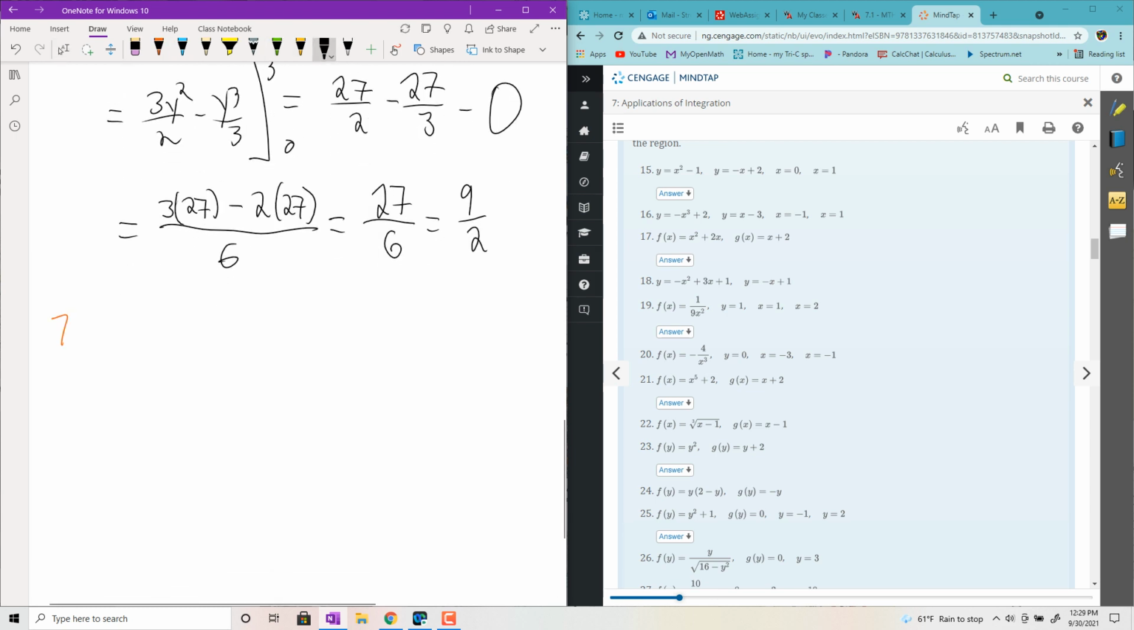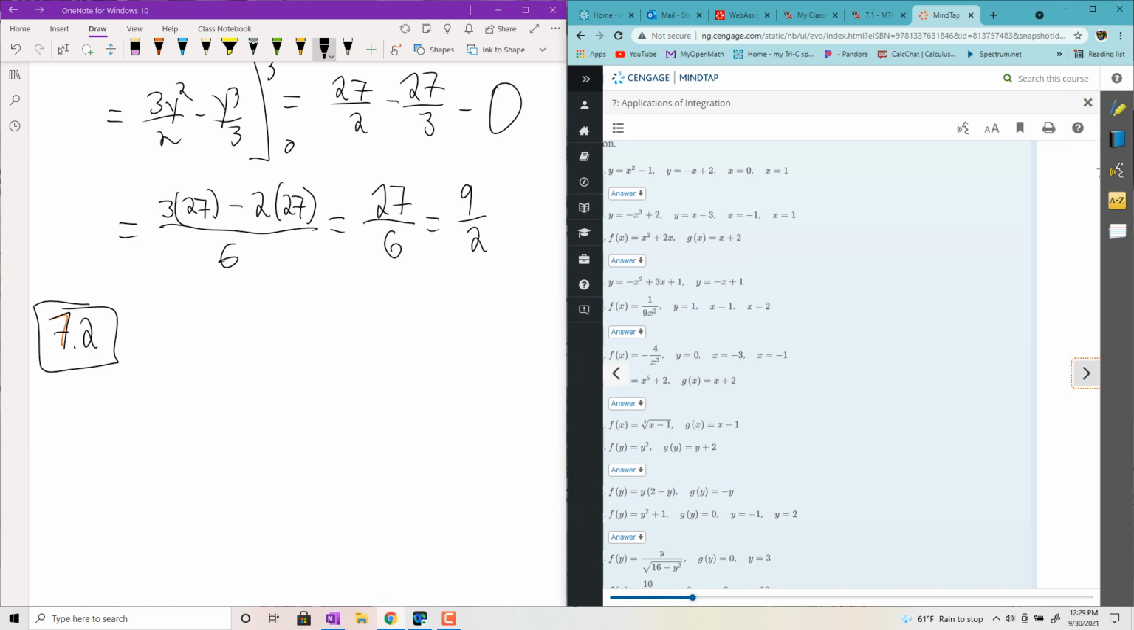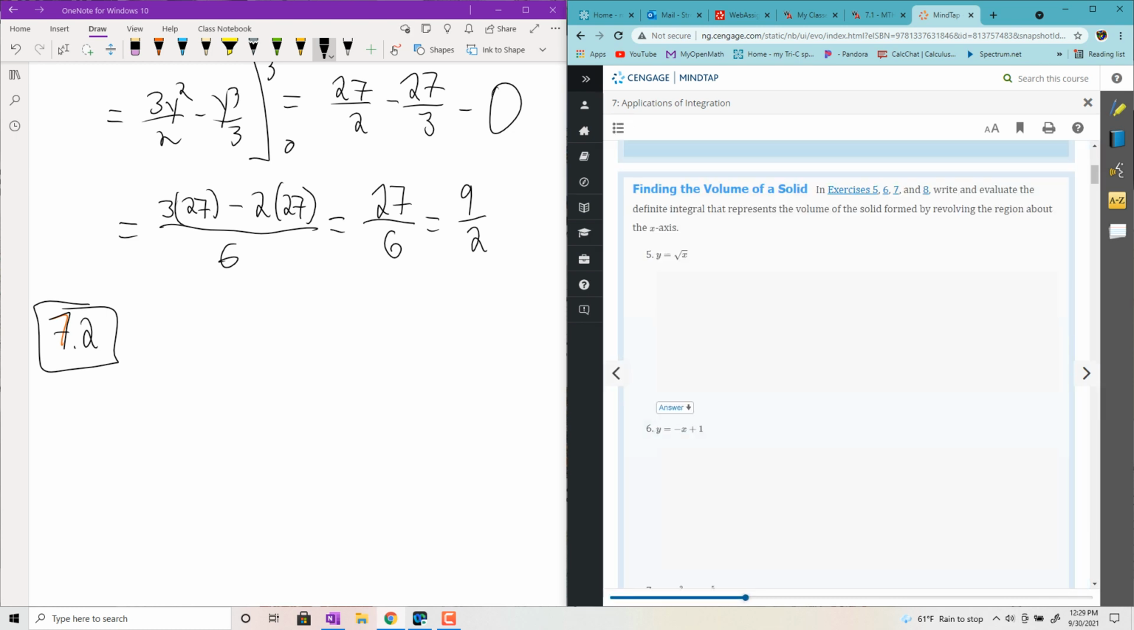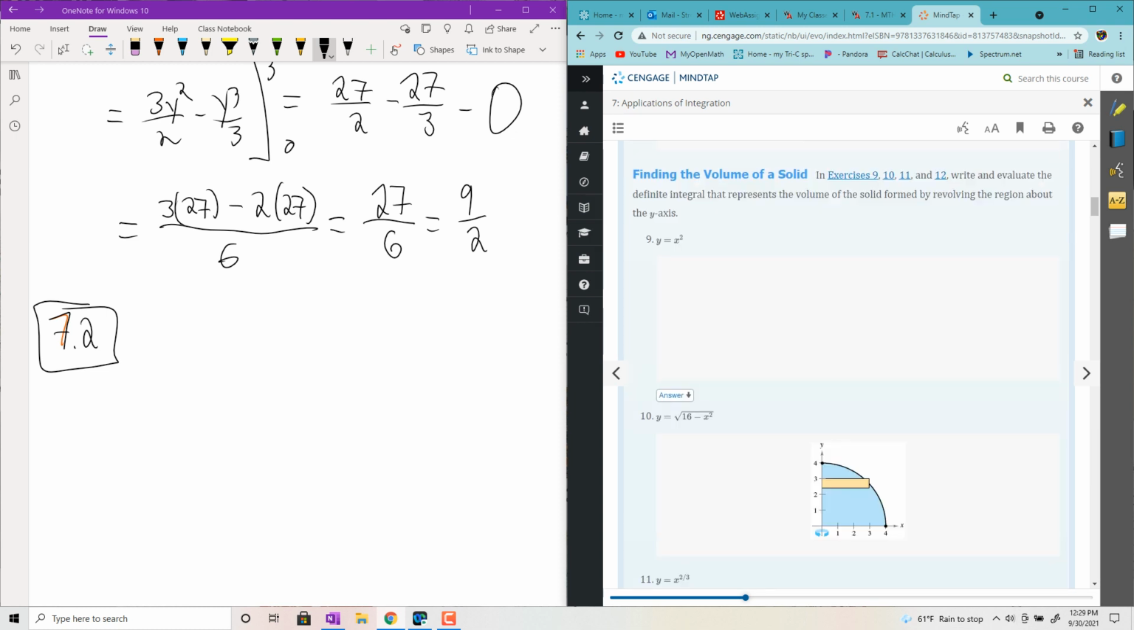So 7.2 was the disk and the shell method. So let me move in my book a little bit to 7.2 and the exercises. So take a look here. The formula for the disk method, it could have been in terms of y or x, depending on where your little rectangles are. The base of the rectangle is always on the axis of the variable you're integrating with respect to. Okay. So anyways, the one formula is pi r squared dx or dy, depending on which one you want to use. That was the disk.